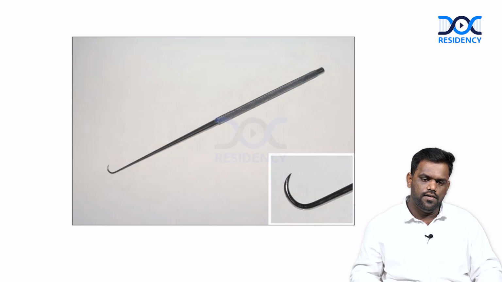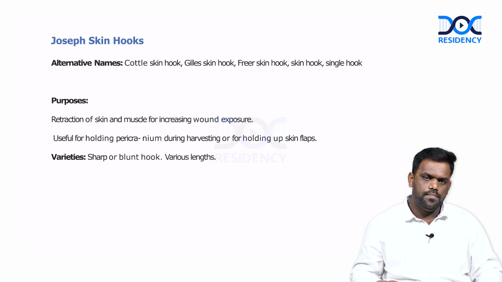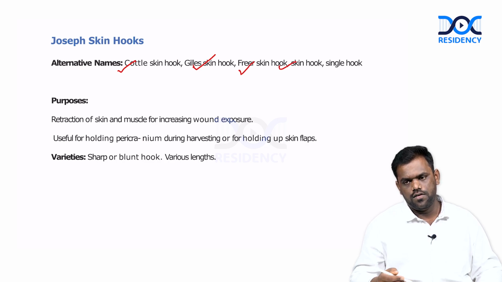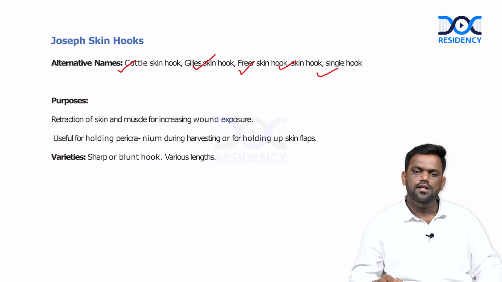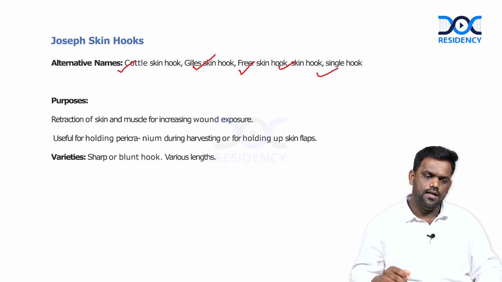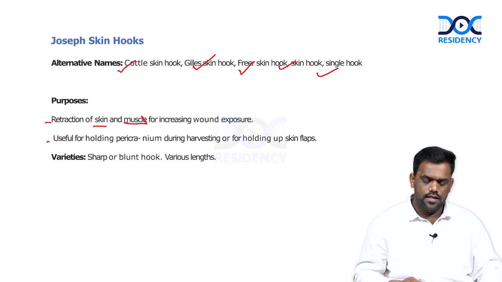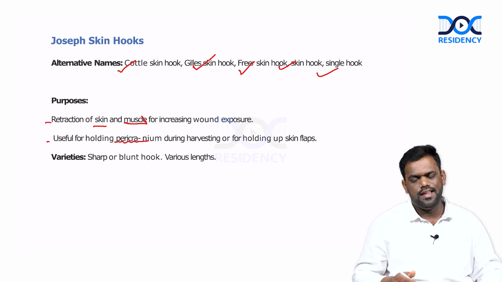Identify this instrument. This is also commonly used in neurosurgery. This is called the Joseph skin hook. It is also called the Cottle skin hook, Gillies skin hook, or Freer skin hook, or simply called a skin hook or single hook. The purpose of this skin hook is retraction of the skin and sometimes also muscles for increasing wound exposure. It is also useful for holding pericranium during harvesting or for holding up skin flaps.